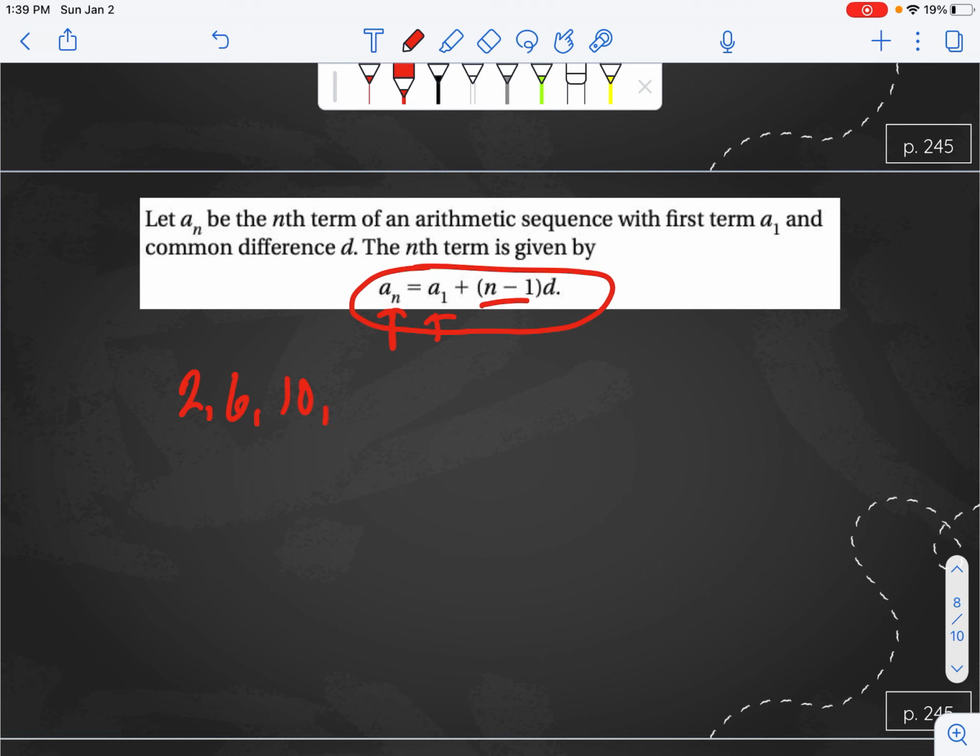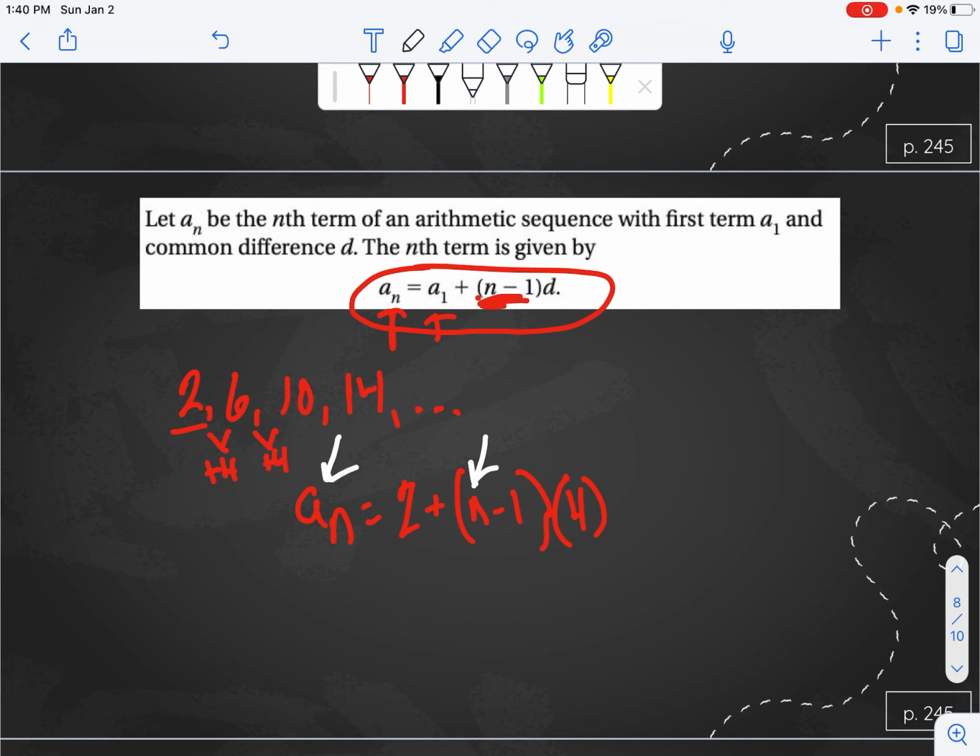2, 6, 10, 14. If we take our sequence from earlier, our first term would be 2. n is what we leave in as a variable. And d is our common difference. So we knew that these were going up 4 every time, so we would go times 4. Now, this equation is not in simplest form yet, but before we get it in simplest form, we have n as a variable and a sub n is what it's equal to.